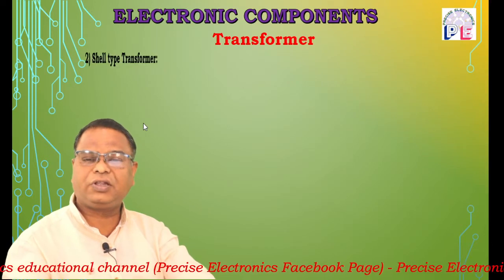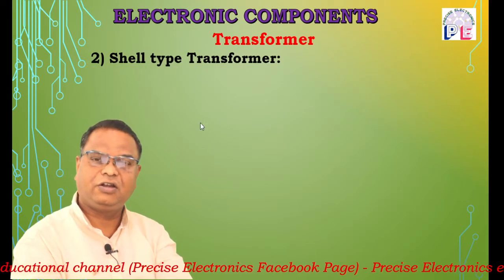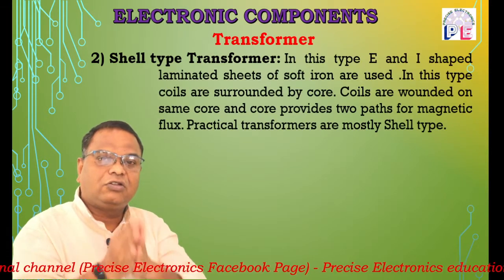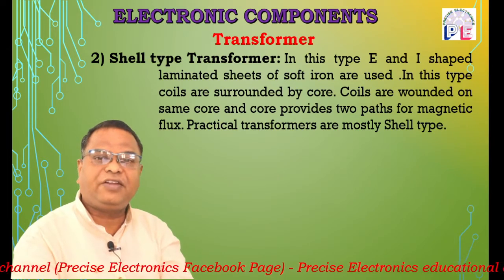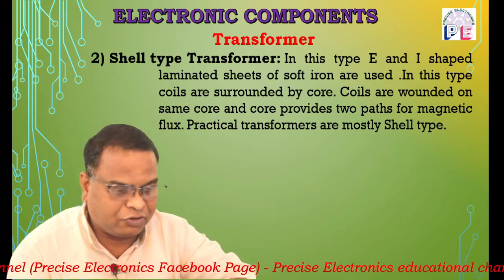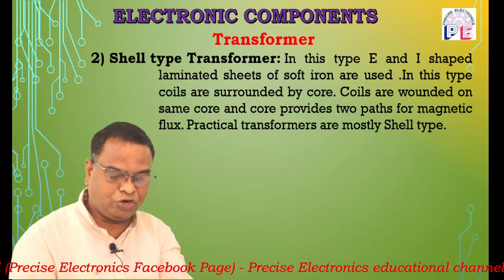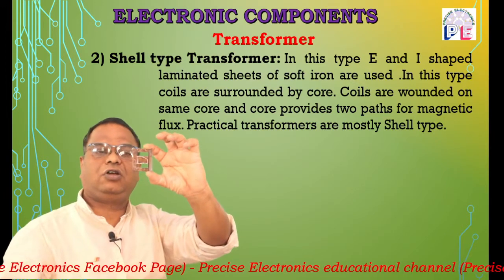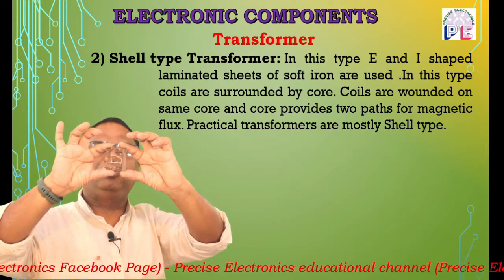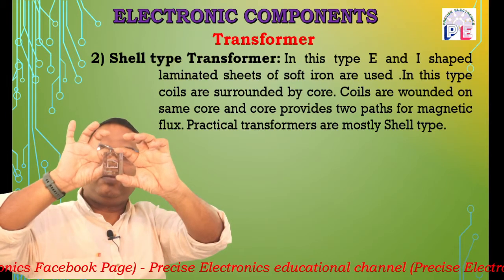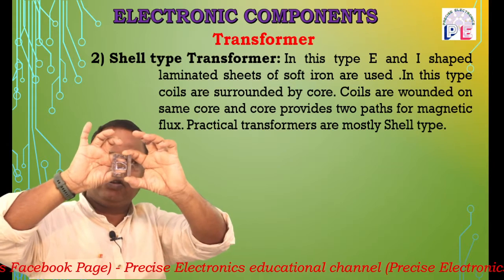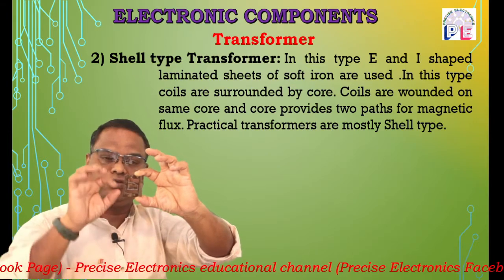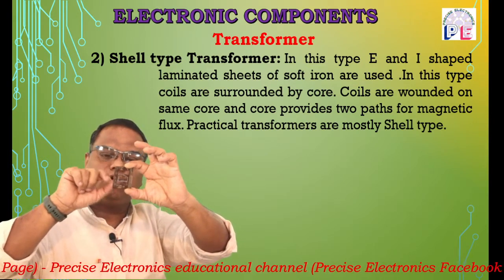The next type of transformer is shell type transformer. In this case, once again there are two coils, primary and secondary, and E and I shape laminated sheets of soft iron are used. The shape of the core used are E and I shapes. E and I laminated sheets are used, and on the middle sections, the coils are mounted. So in this case, the coils get surrounded by the core. The coils are at the center place, and the core surrounds the coil.